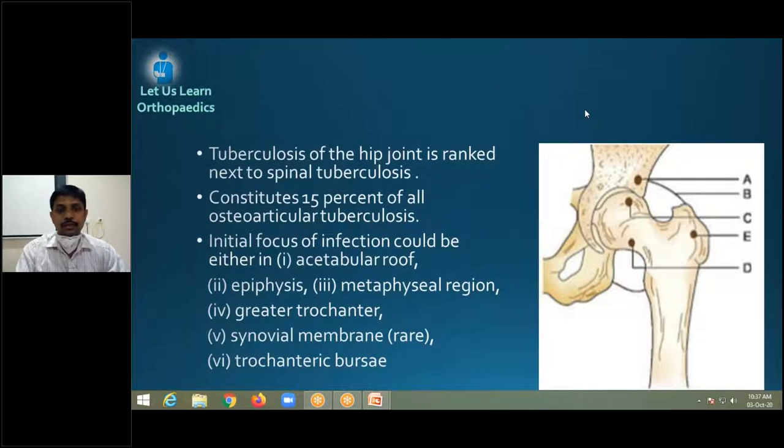So commonly the initial focus of infection will be either in the acetabular roof, epiphysis, metaphyseal region, greater trochanter, synovial membrane, which is a rare phenomenon, and the trochanteric bursa. So bony focus of infection is more common rather than soft tissue focus of infection like synovial membrane in TB hip.